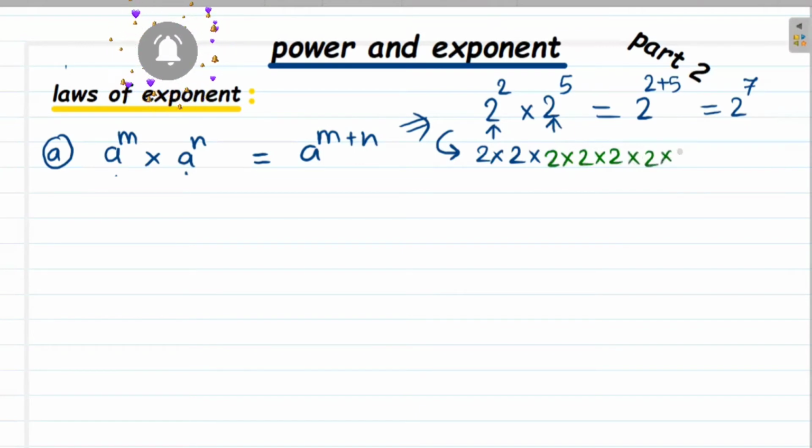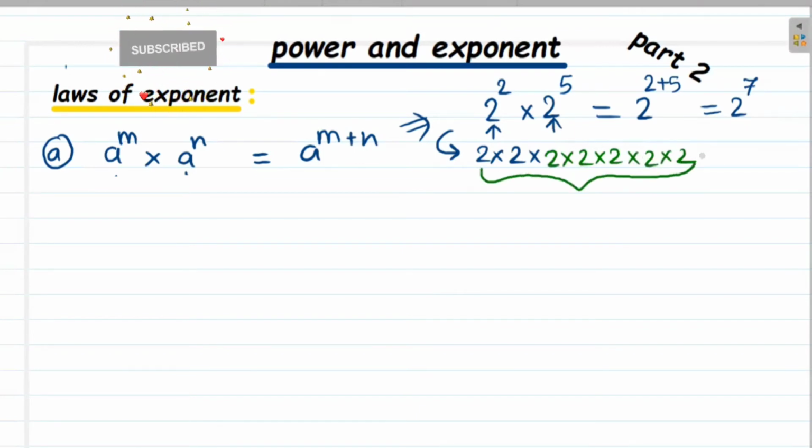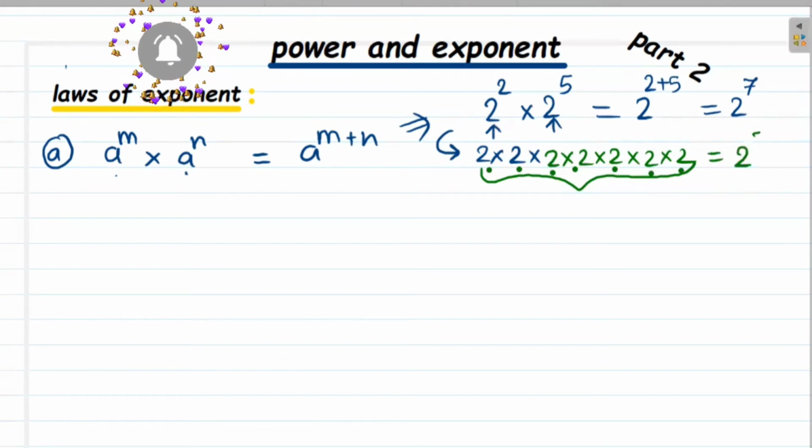This is nothing but 5 times. Now how many total 2s are coming here? How many times is it there? That is 1, 2, 3, 4, 5, 6 and 7. Total 7 times my 2 is there. So I can write 2 raised to 7. So this is the idea behind my first law.